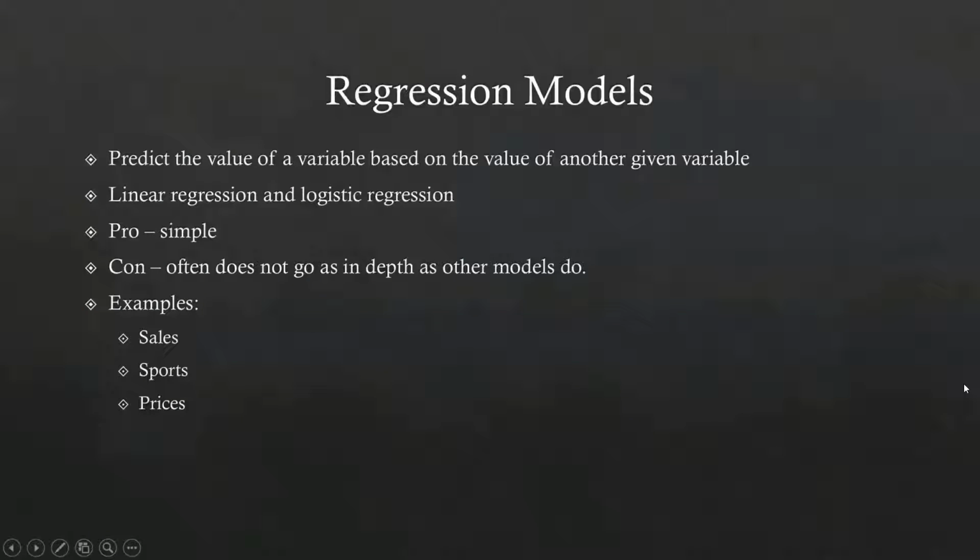The first model I'll be talking about today is regression model, which many of you have likely seen in school thus far. On a high level, a regression model is used to predict the value of a variable based off of the value of another or other given variables. There are two types, linear and logistic regression. Logistic regression is similar to linear. However, rather than predicting the specific value, it can predict a certain category. These are simple. However, they don't often go as in depth as other machine learning models do.